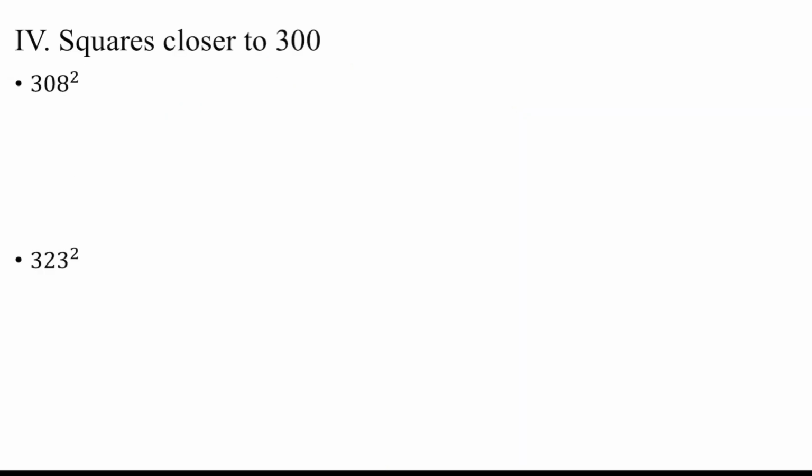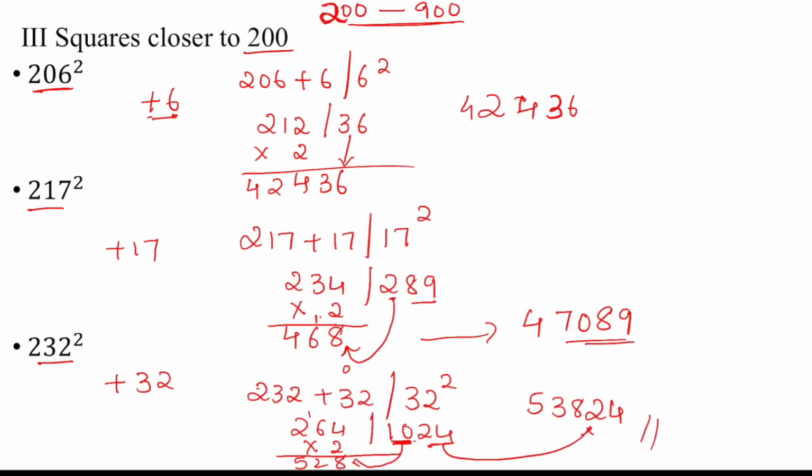Next, squares closer to 300. Now 308 is how much more than 300? It is 8 more. Therefore take this number as it is, 308 plus 8 bar 8 square. 308 plus 8 is 316 bar 8 square is 64. Now multiply 3 here. Here we multiplied 2 because the base was 200.